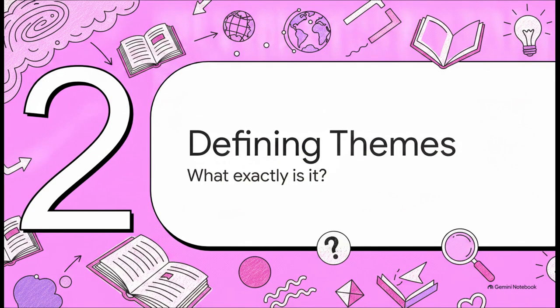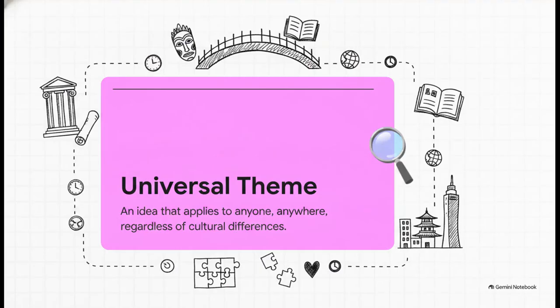Moving right along to Section 2, defining a universal theme. What exactly are we talking about here? Let's look at the actual definition from our source material. A universal theme is an idea that applies to anyone, anywhere, regardless of cultural differences. Think about it. It doesn't matter if a story was written 1,000 years ago in ancient Greece or yesterday in modern-day Tokyo. A universal theme bridges that gap of time and geography. It's the underlying message that literally any human being can relate to.